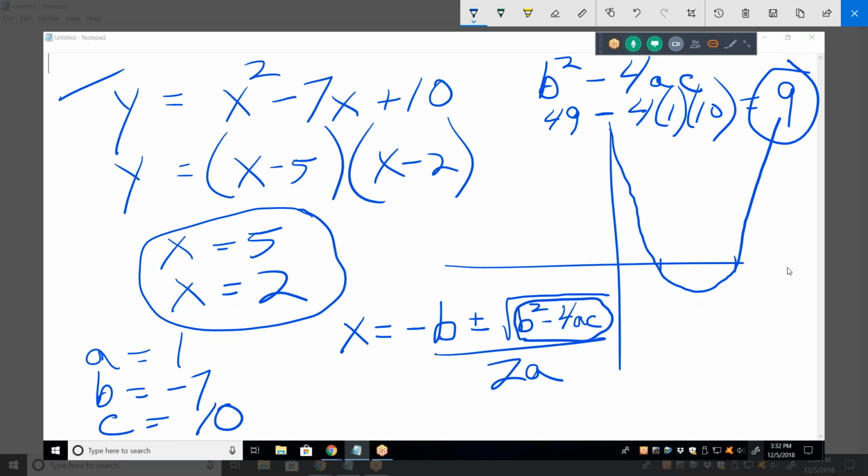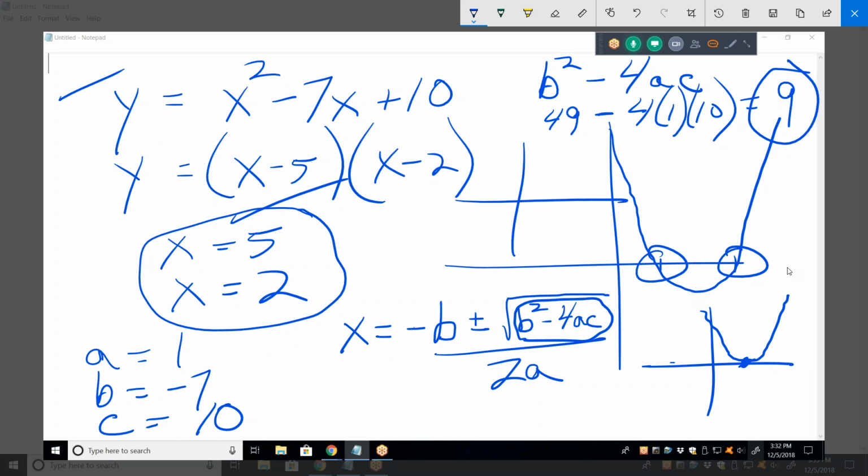If my discriminant is positive, I have two real solutions, and I cross the x-axis twice. If my discriminant is exactly 0, I have exactly one solution, and I touch the x-axis. If my discriminant is negative, then it looks like the picture you showed me. In other words, it looks like this. It doesn't touch the x-axis at all. You've got imaginary solutions only when it looks like that.